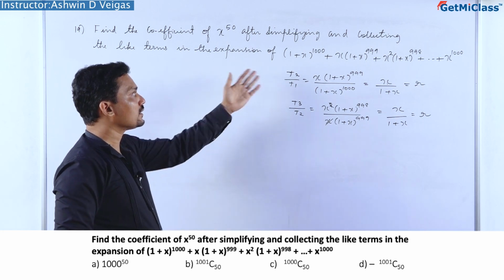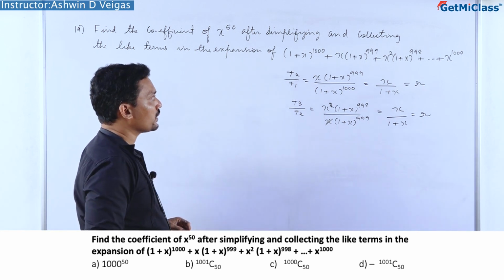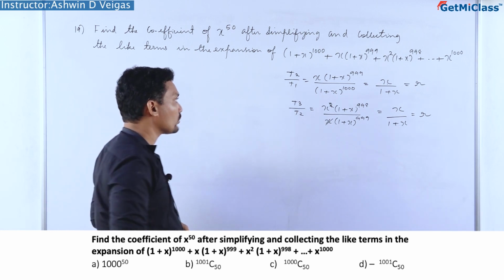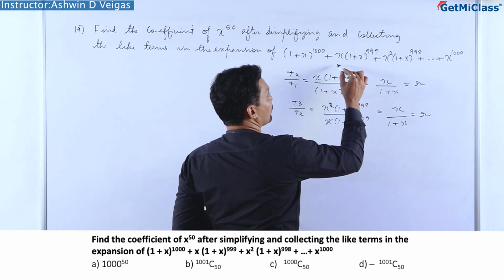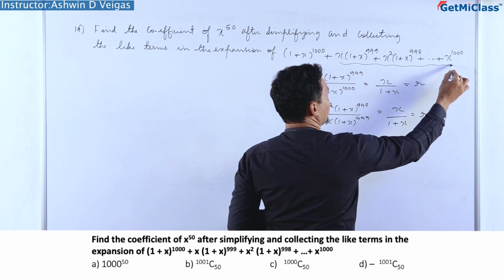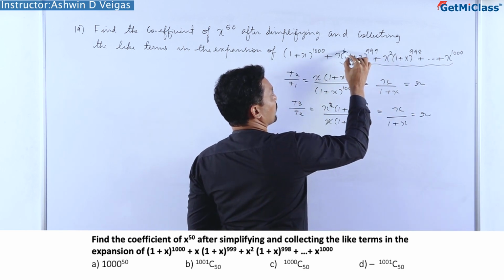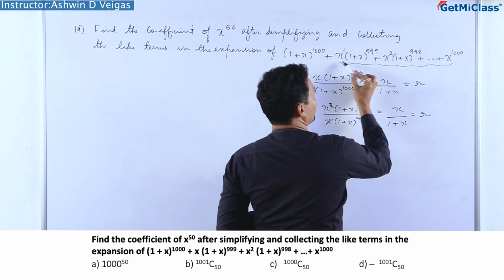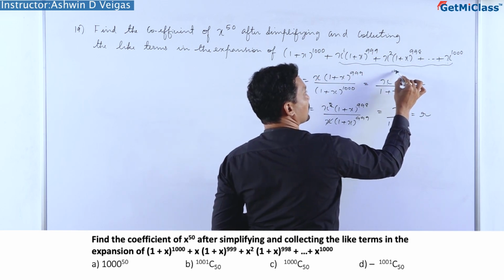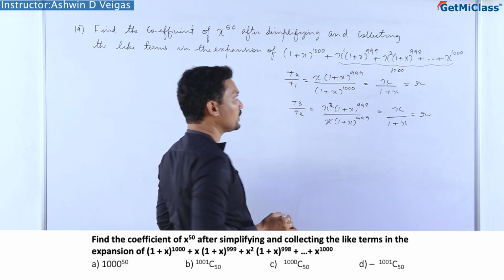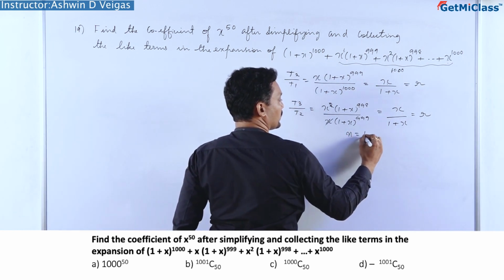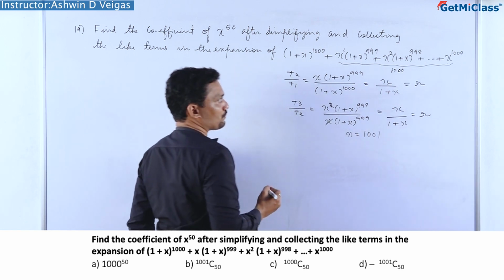Then, how many terms are there in this GP? If you carefully observe, there are 1001 terms. You can see it from here: this is x power 1, this is x power 1000. So from 1 to 1000 there are 1000 terms here, and there is one more term here. So totally there are 1001 terms. Therefore, n is 1001.